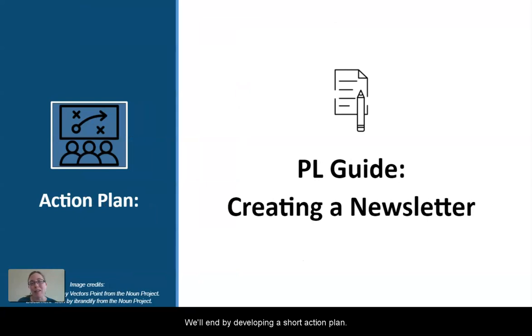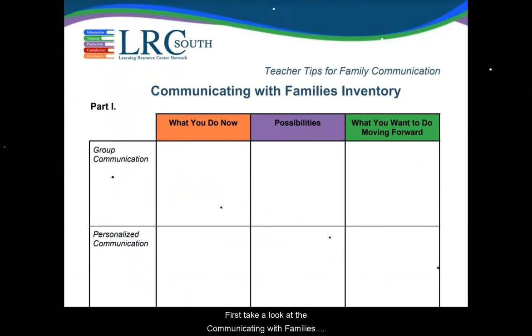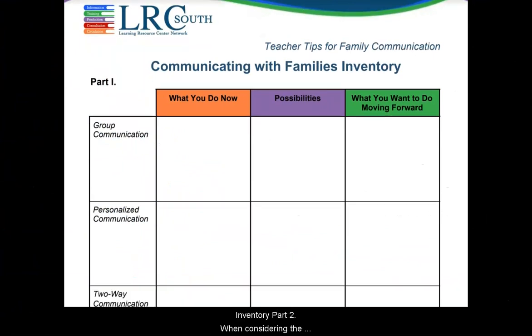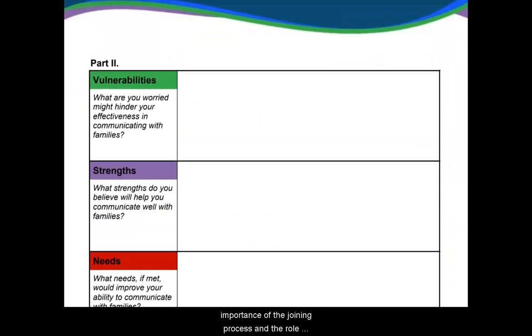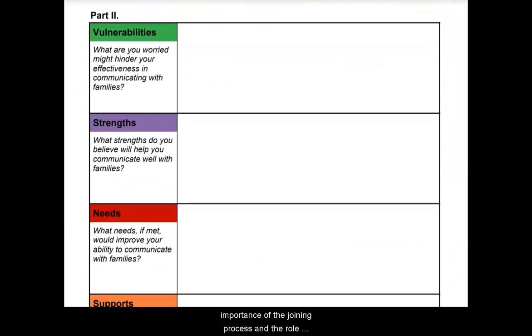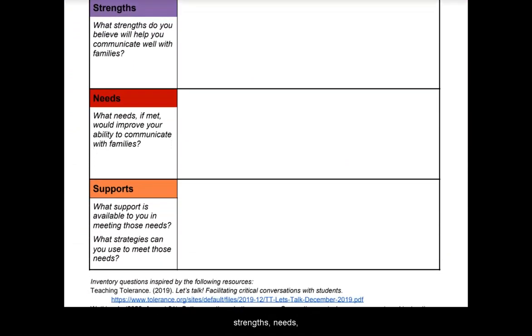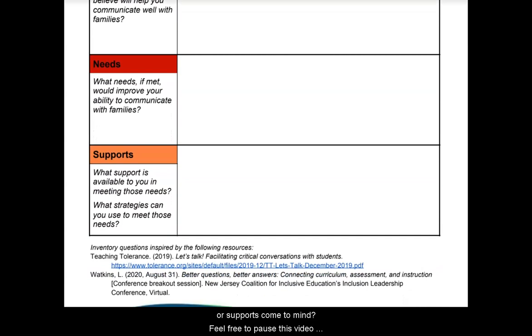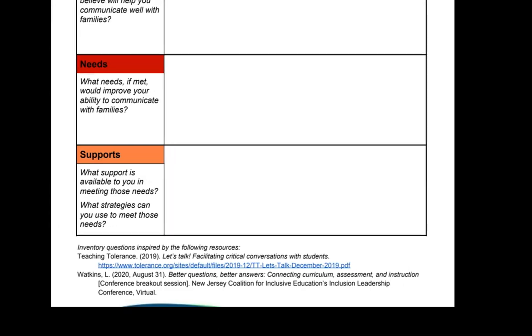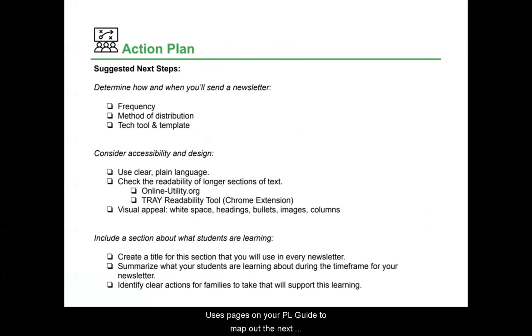We'll end by developing a short action plan. First, take a look at the Communicating with Families Inventory Part 2. When considering the importance of the joining process and the role newsletters can play in this, do any new vulnerabilities, strengths, needs, or supports come to mind? Feel free to pause this video to jot down any new thoughts that come to your mind when you look back over these questions. Use these pages on your PL guide to map out the next steps you may take.